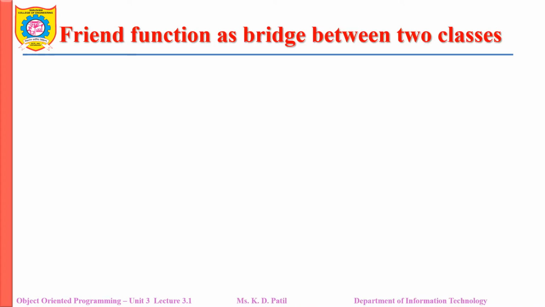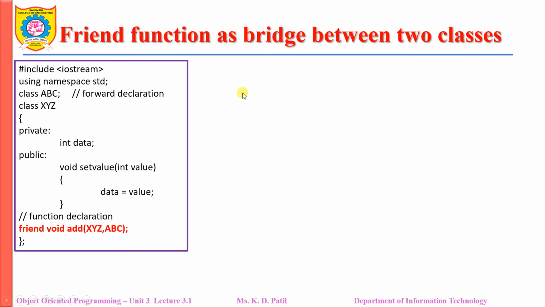Let us demonstrate the use of friend function as a bridge between two classes with an example. Let us consider the two classes as class ABC and class XYZ. Here the class ABC has a forward declaration. Here class XYZ has a definition. Class XYZ has a private data member named data, and it has a public member function set value. It has a friend function called void add.